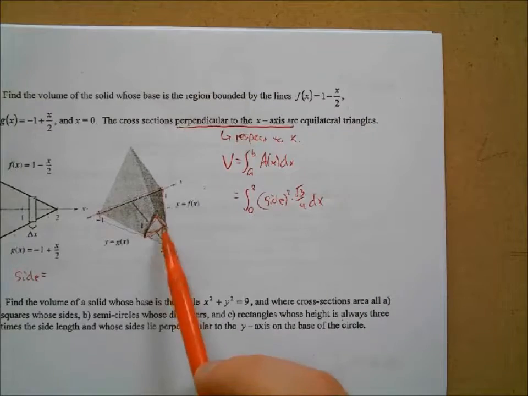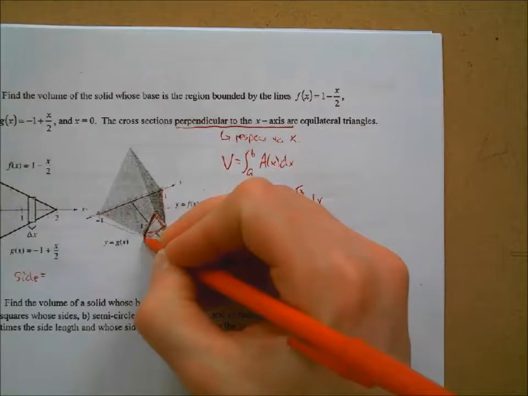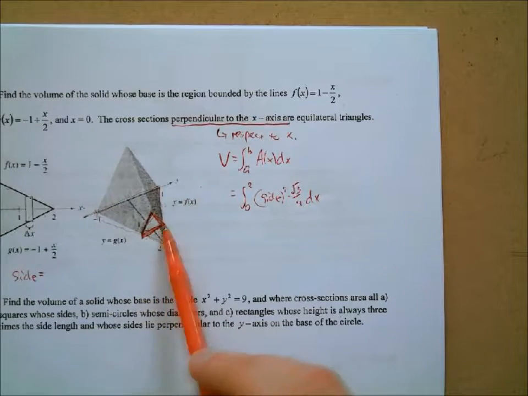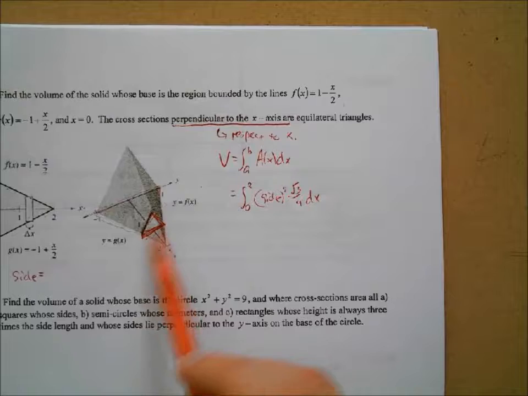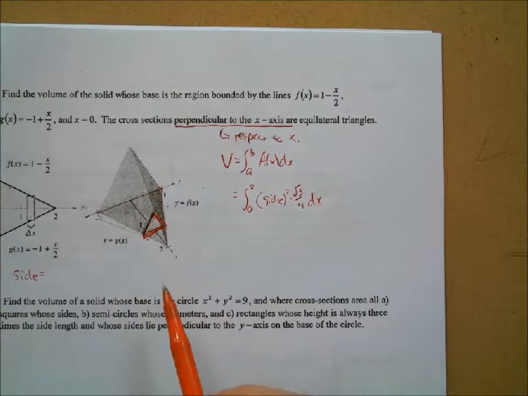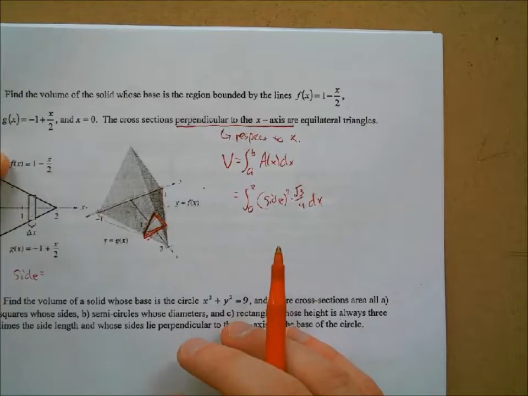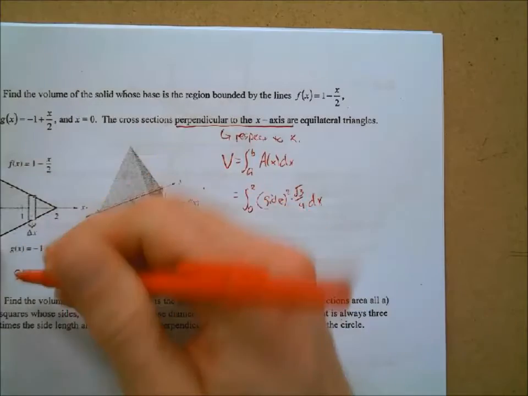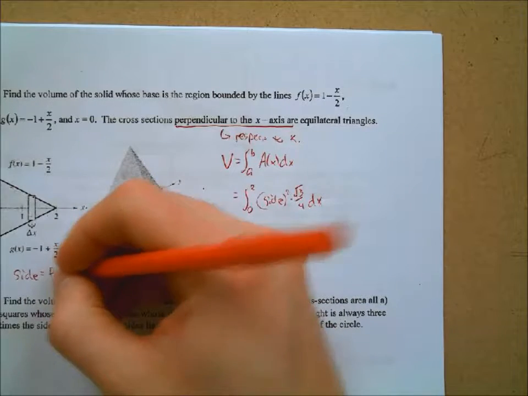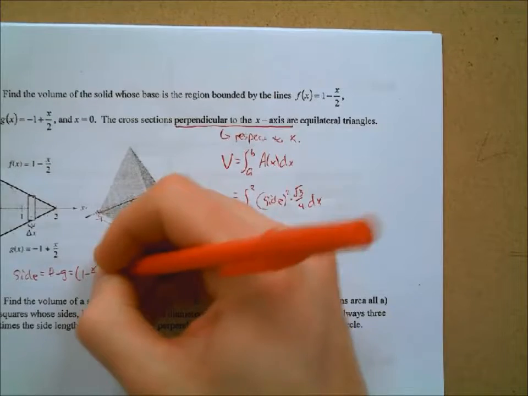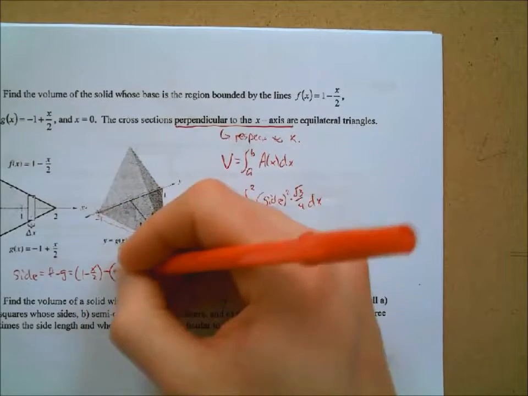Again, if you look here, you've got one of these triangles kind of shown in here. Okay? And this triangle is between what two curves? f of x and g of x. Exactly right. And so the side length will be determined by f minus g, this distance here. f take away g. So f minus g, which is equal to 1 minus x over 2 minus negative 1 plus x over 2.